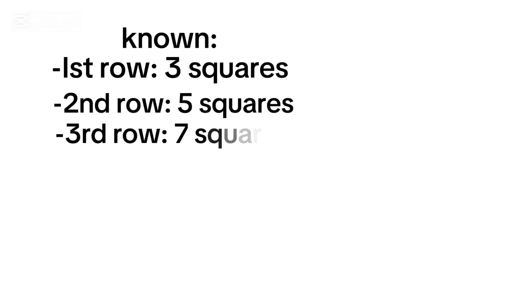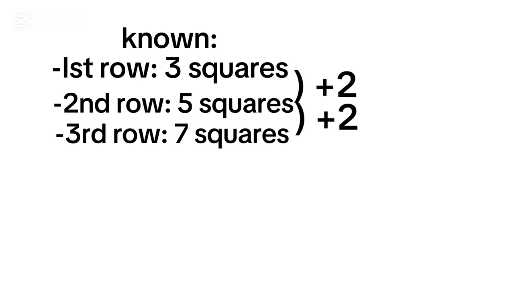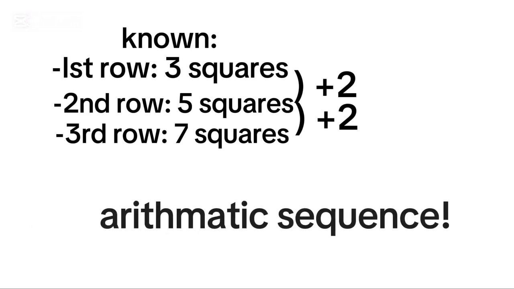From the question, we know that the first row equals 3 squares, the second row equals 5 squares, and the third row equals 7 squares. We can see that the number of squares increases by 2 with each new row. This tells us that we have an arithmetic sequence.